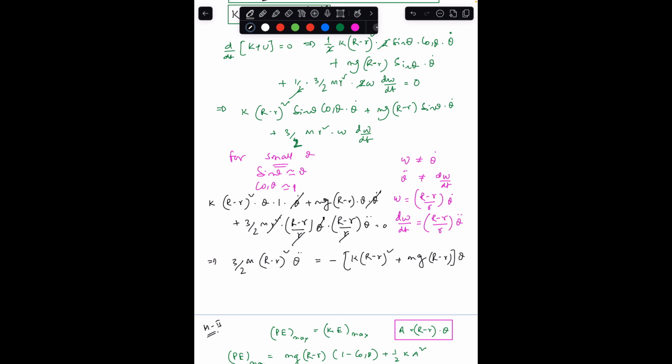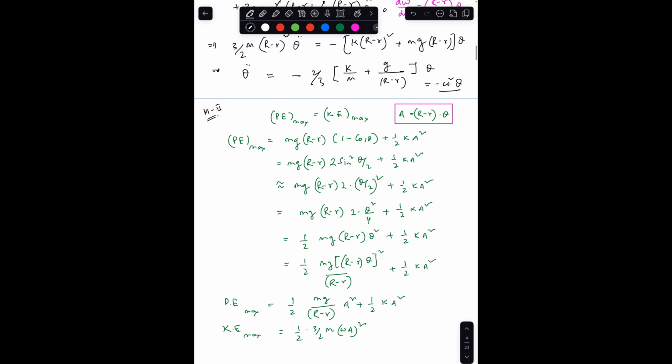So if I put it on the right side, theta double dot becomes minus of 2/3, r² cancelled, in bracket it becomes k/m plus g into (R − r)/(R − r)², which has become g/(R − r), into theta, which is equal to minus omega² theta. So that's the technique that we can adopt, which is called the energy method.